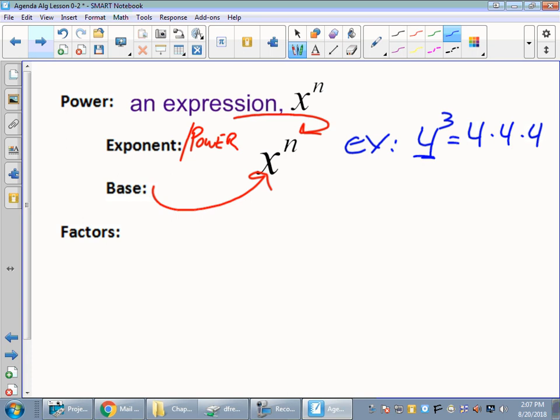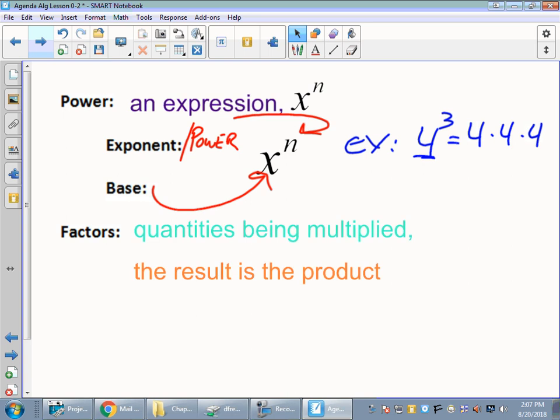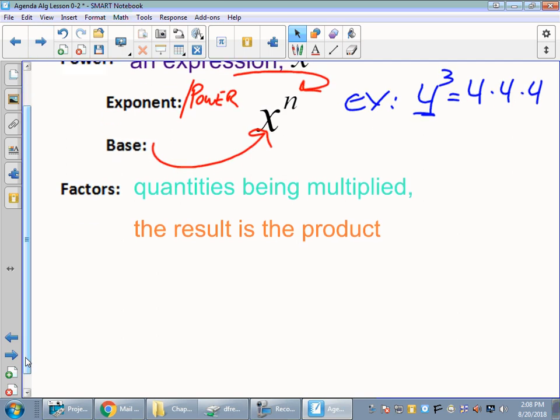And then you could easily do the math in your calculator to figure that one out. Factors. What is a factor? So when we talk about factors, they are quantities being multiplied. Quantities being multiplied. And the result we get is the product. It's called the product. Okay?